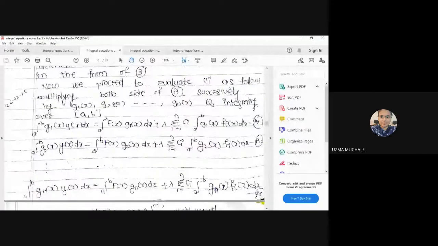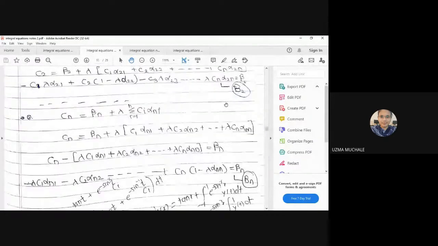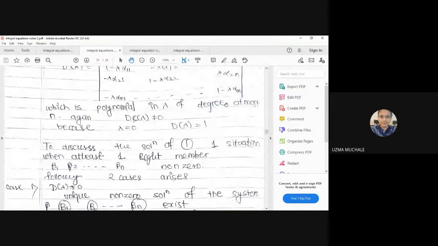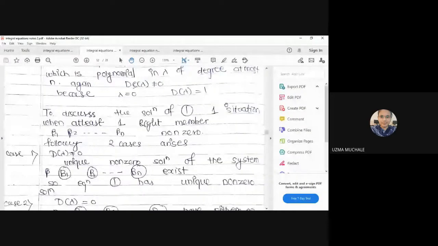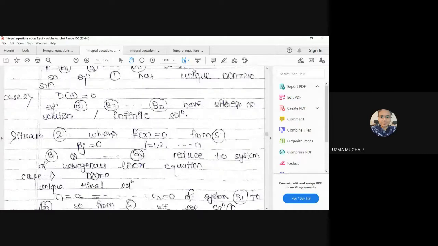As it is a separable kernel, that's why we have written it in the form of f of x into g of x. And then again we have to solve it in such a way that we go for the cases when the value of that determinant is equal to 0 or non-zero, and then we have to go for the cases whether there is a unique solution or not. We have seen it in detail, right?